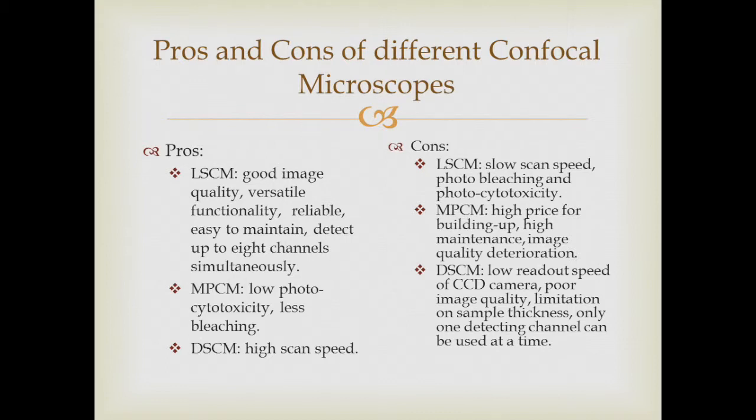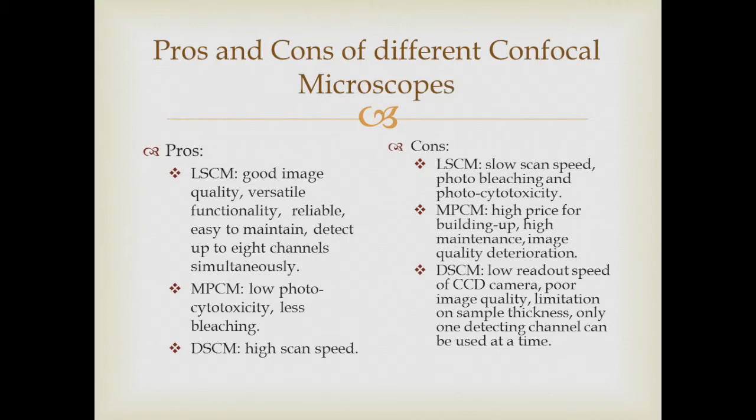The multiphoton microscope has low toxicity because it only focuses the lasers onto a single point, unlike the laser scanning microscope, which illuminates the entire length of the sample. It also allows for less photobleaching and is an ideal candidate for living cell imaging. The disc scanning microscope, despite having similar functionality to a laser scanning microscope, has a high scanning speed. The substitution of the laser with visible light, as mentioned before, can be used to reduce phototoxicity.